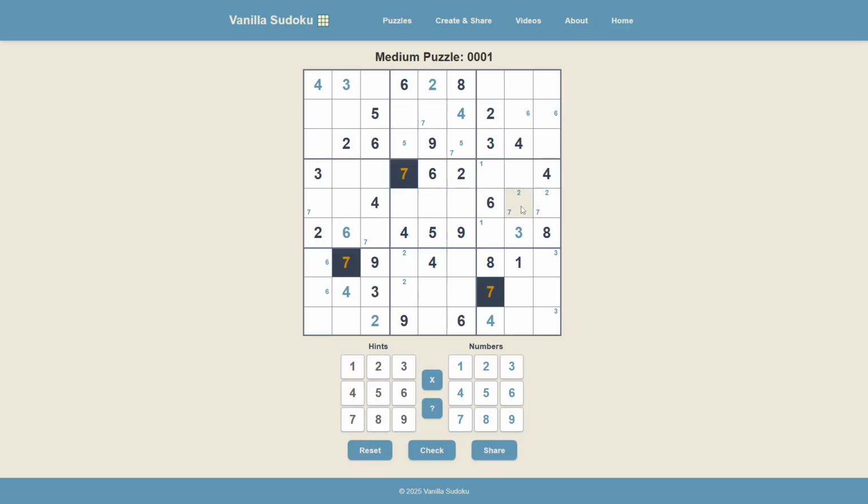So these 2 7s, as hints in these 2 cells, knock out 7's placeability in that cell. It can no longer go there. It must go there. Okay.